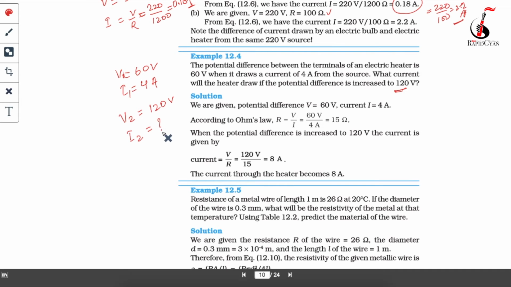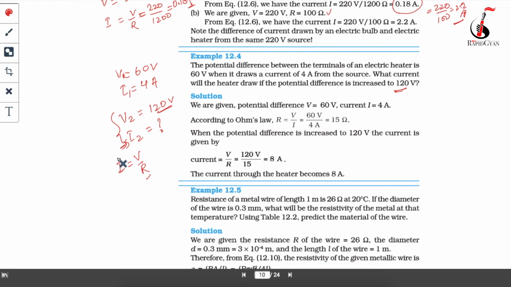So how will you find I2? I2 is nothing but the current. So in order to find I, I can write I is equal to V upon R. This is the formula, correct? But in this part, only V is given, there is no R. So if there is no R, I will not be able to find I2, correct? So first I will have to somehow find the value of R.